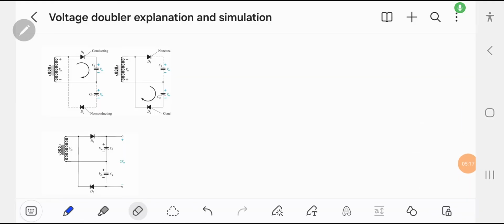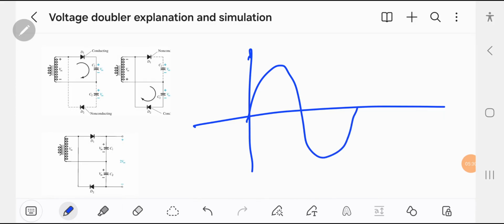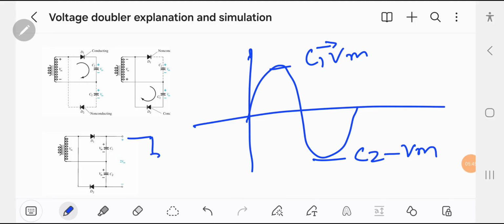Now this is a full wave voltage doubler circuit. What happened? So during the positive pulse, C1 will start charging to Vm, and during the negative pulse C2 will start charging to Vm. When we take the output from here, we will get an output voltage of 2 Vm. So this is a full wave voltage doubler circuit. Let's see the simulation of this circuit.